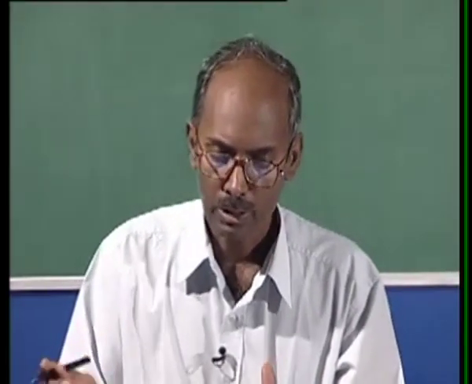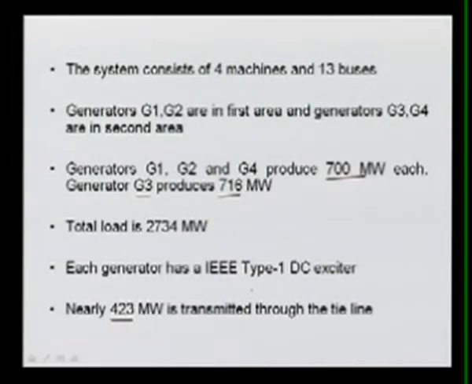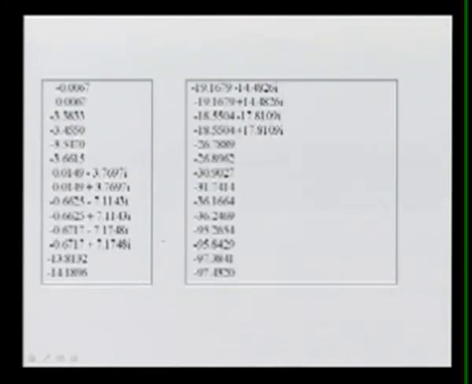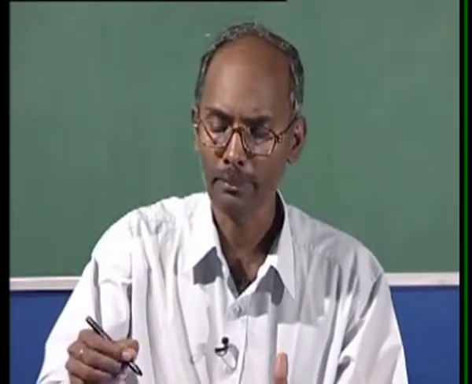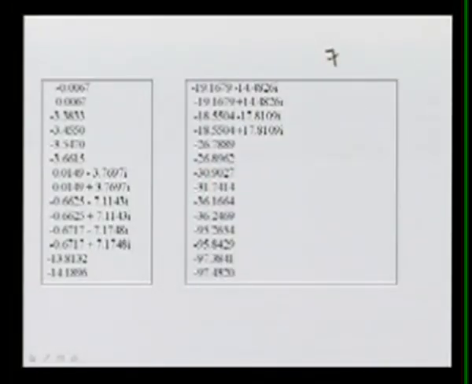Each generator is equipped with the IEEE type 1 DC exciter, and the total load of the system is 2734 megawatts. Then we modeled the complete system with the 4 generators without PSS. We have 7 states for each generator, and with 4 generators, we have 28 states.